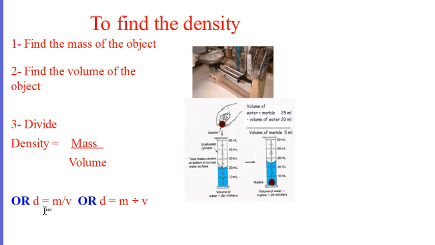It can also be represented this way: D equals M over V, M divided by V, mass over volume, or density is equal to mass divided by volume. Those are all different ways to show the same thing.